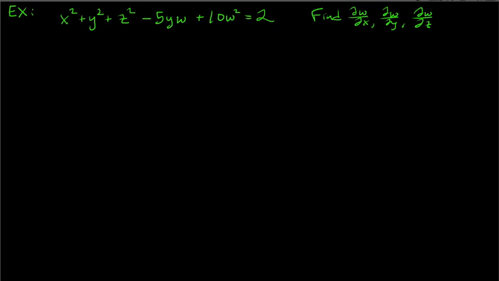Okay. I think I got this from the book. I think it's 36 in the 11th edition. It might be 34 in the 10th edition. I don't remember exactly. But in any case, here's the problem. We have the equation x squared plus y squared plus z squared minus 5yw plus 10w squared equals 2. And we want to find the partial of w with respect to x, y, and z.